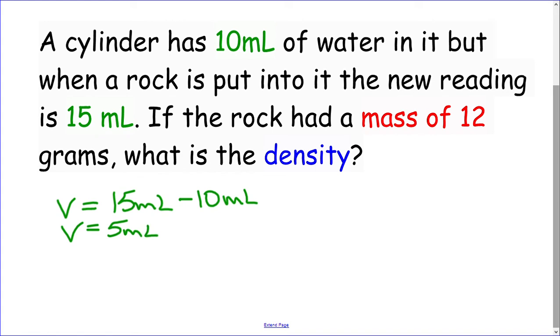Once I know the volume's 5 mils, I have a density equation that we've been using, mass over volume. Density, this mass was 12 grams, over a volume that I just calculated out to be 5 milliliters, which means the density of this thing works out to be 2.4 grams per milliliter.